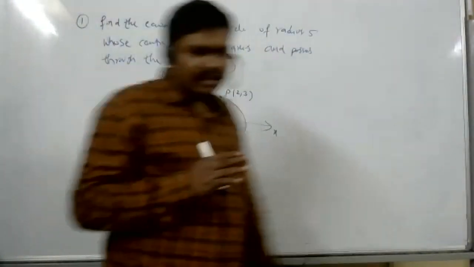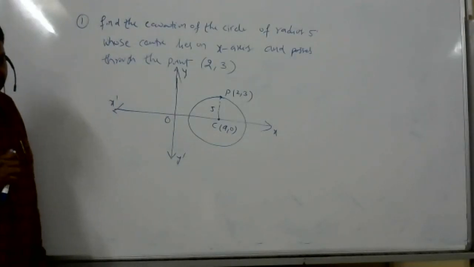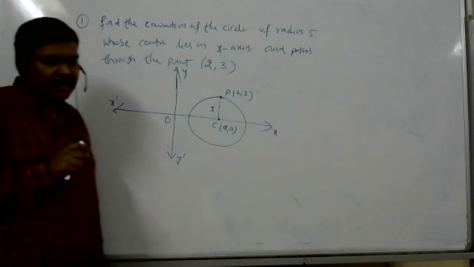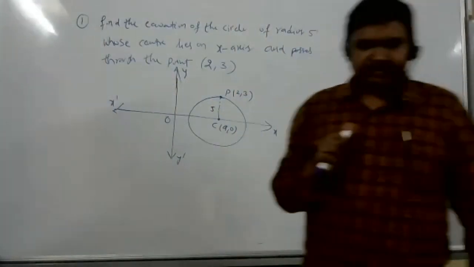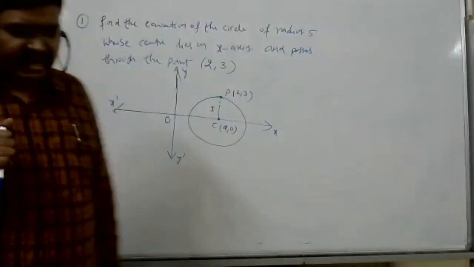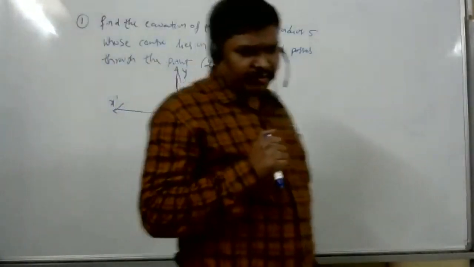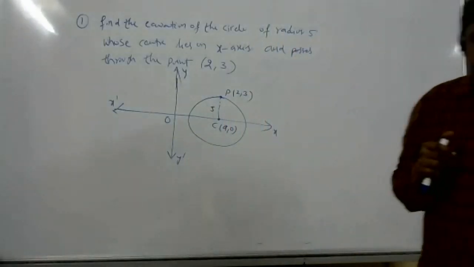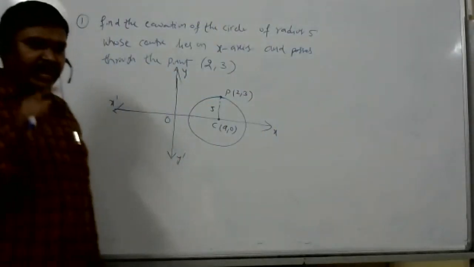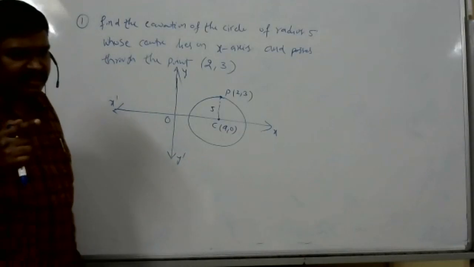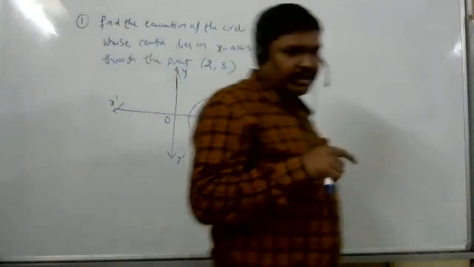First circle: x minus 6 whole square plus y minus 0 whole square is equal to 5 square, right? And the second circle: x plus 2 whole square plus y minus 0 whole square is equal to 5 square.